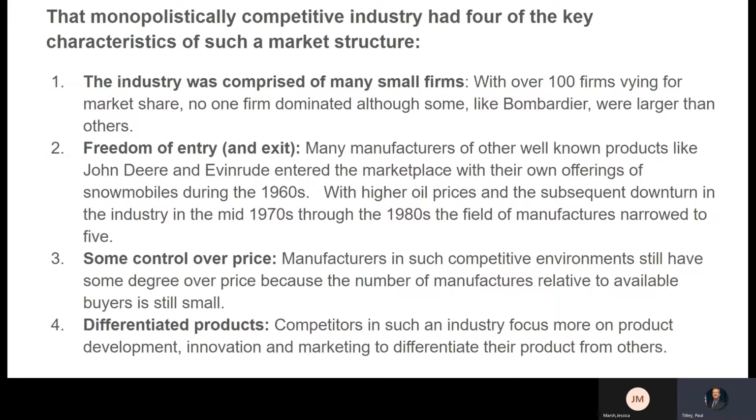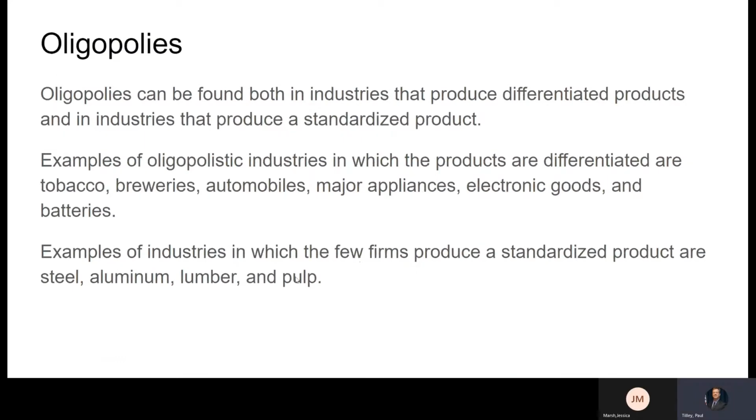Okay, so monopolistic competition has 4 characteristics. And these are the things I want you to focus on. The industry is comprised of small firms, tends to be relatively free entry and exit, some degree of control, and differentiation. The other extreme that we looked at, the other half of this, was oligopolies. Can be found in industries that produce differentiated products or standardized products, and they tend to be larger.